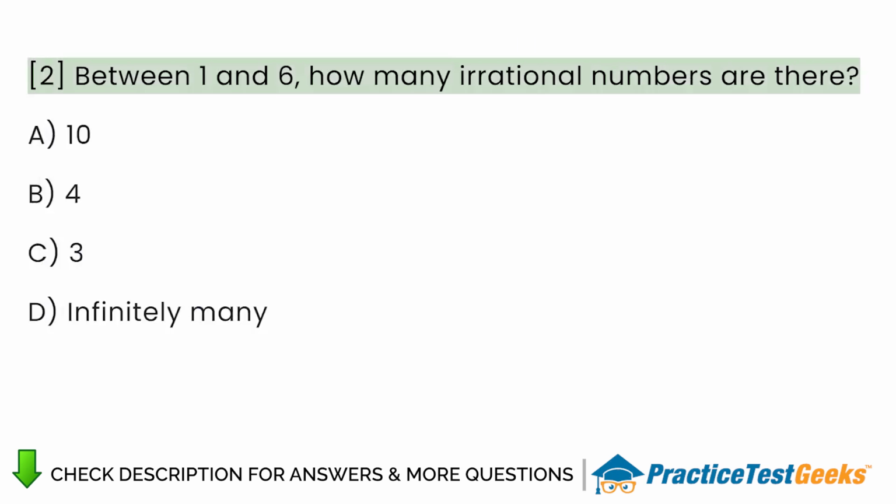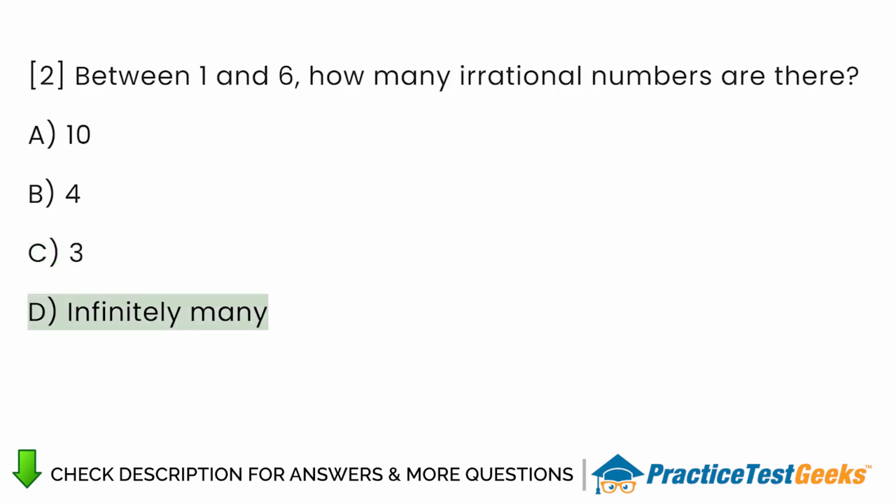Between 1 and 6, how many irrational numbers are there? A. 10. B. 4. C. 3. D. Infinitely many.